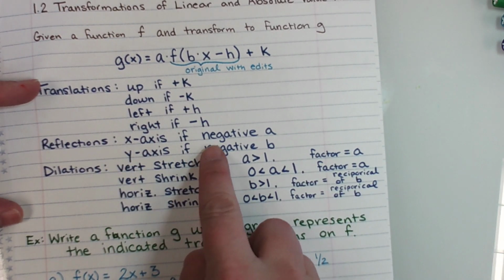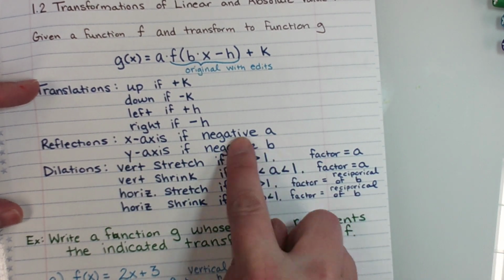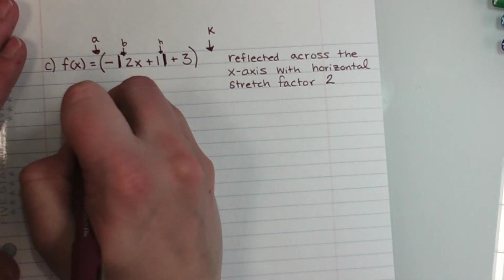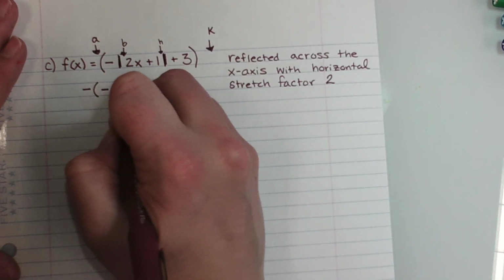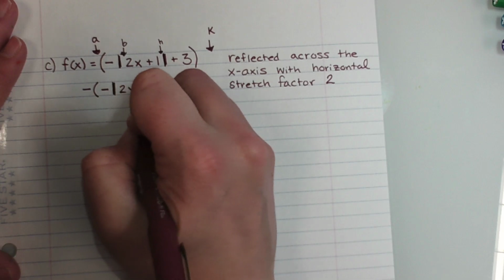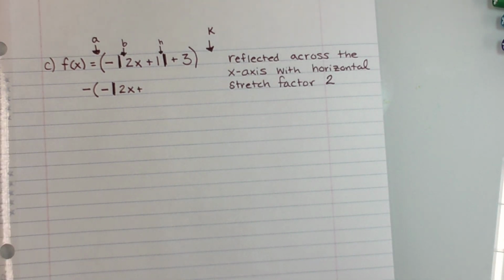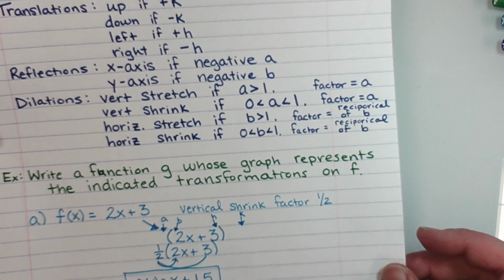Reflect over the x-axis, so A is a negative. Okay, so I get a negative in front of my parentheses. Ooh, I should make sure I get all my other things taken care of before I go writing the entire thing. Okay, horizontal stretch factor of 2. Horizontal stretch: A, B, H, or K? B.